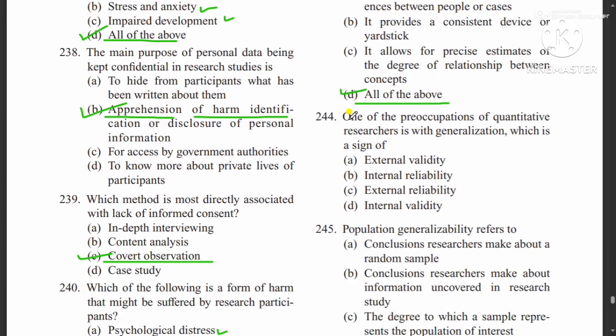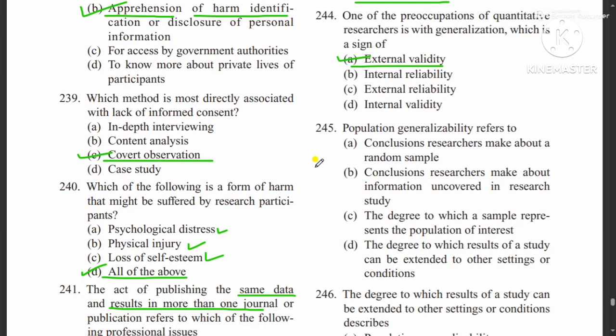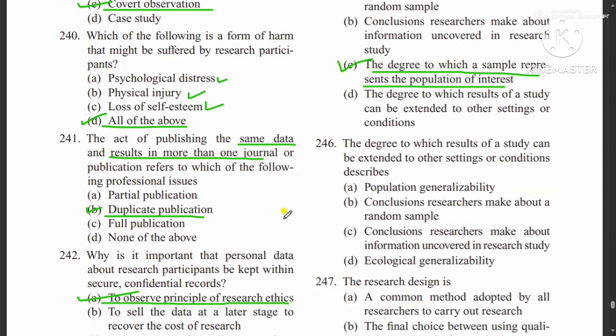Next, one of the preoccupations of quantitative researchers is with generalization, which is a sign of external validity. Option is correct. Next, population generalizability refers to. Option C is correct. The degree to which the sample represents the population of interest.